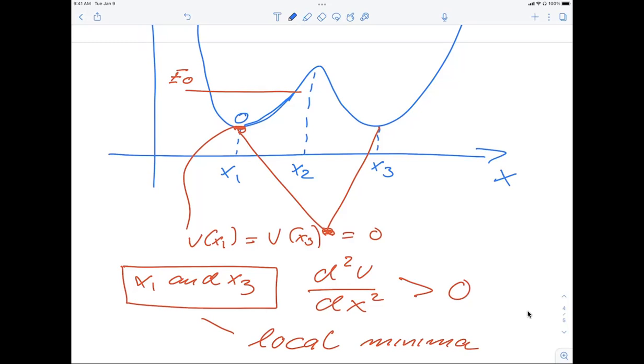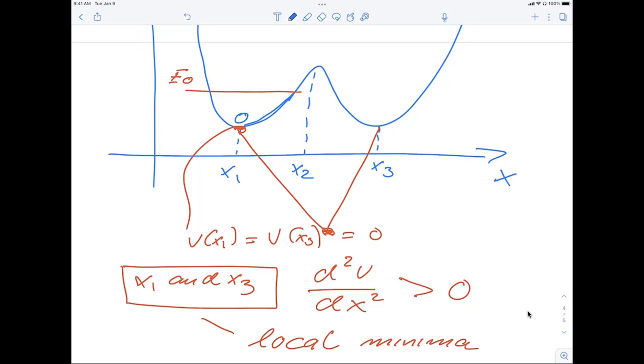So that means that if we say that the energy is fixed to be E0, energy is conserved. So we're assuming we have a conservative force. That means that we are just going to oscillate between this point here to the right of x1, and this other point to the left of x1.